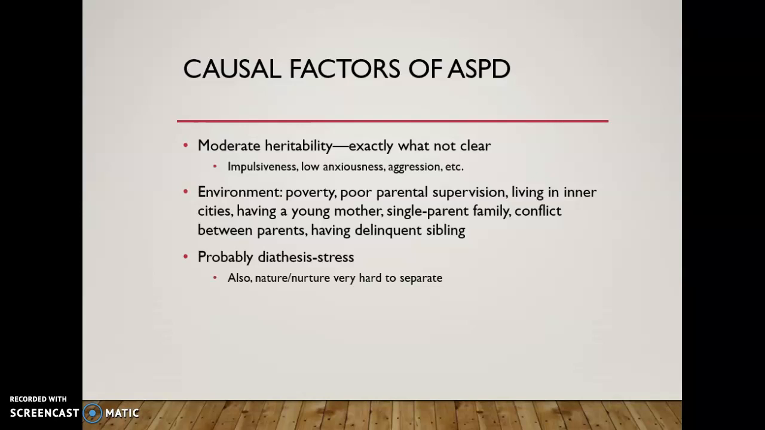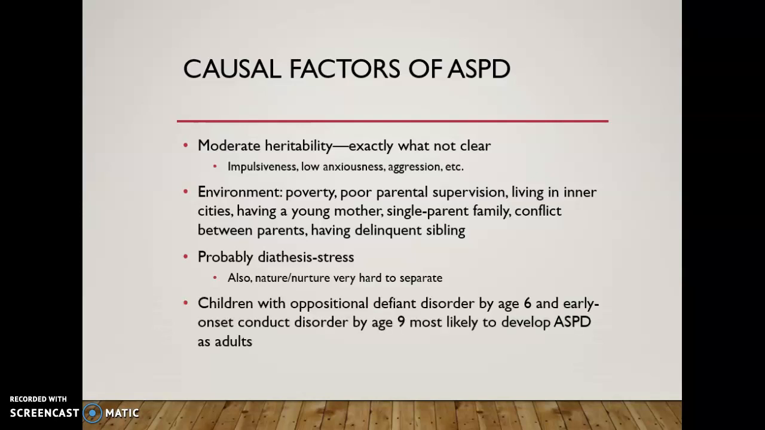Okay, nature, nurture, obsessive. Sorry, I got ahead of myself. Going back to heading off at the pass. Children with oppositional defiant disorder, which we'll be learning about in a later chapter, by age 6, it is in a lot of ways simply refusing to submit to authority. And early onset conduct disorder by age 9, they are most likely to develop antisocial personality disorder.